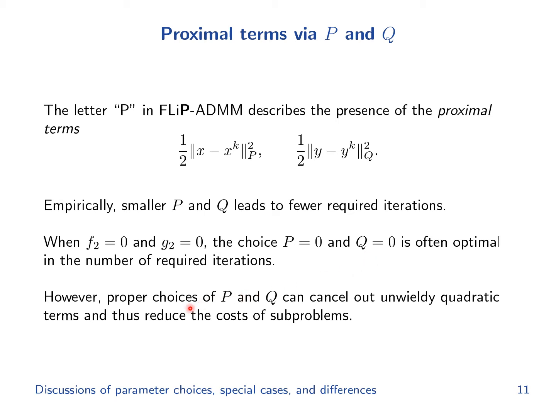However, proper choices of P and Q can also cancel out certain computationally awkward quadratic terms, and therefore reduce the cost of subproblems at each iteration. So later on, we will present an example where we choose such a P and Q.